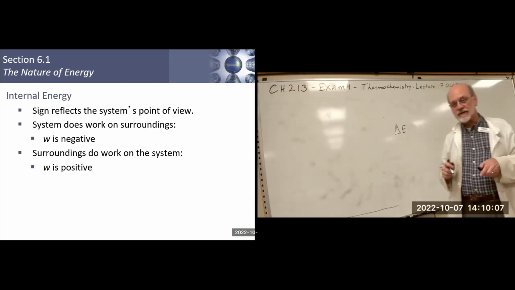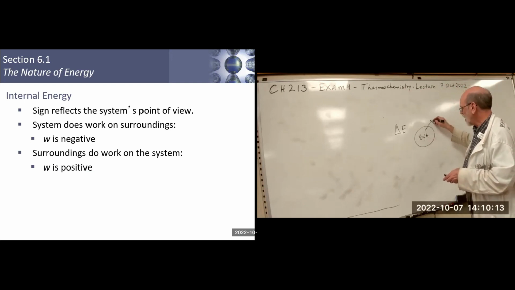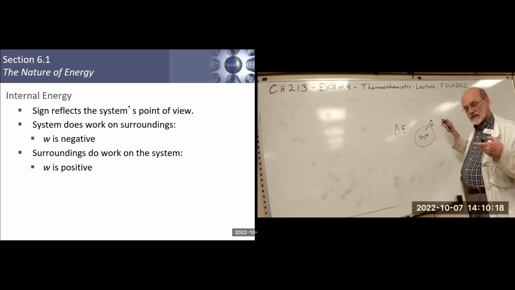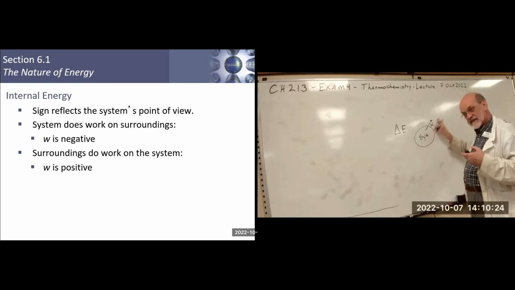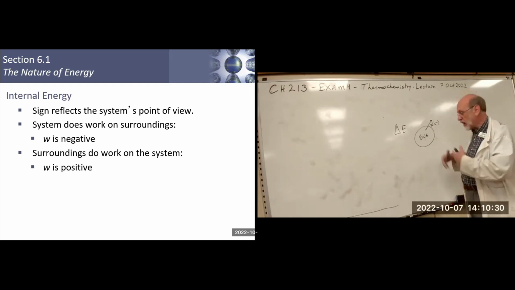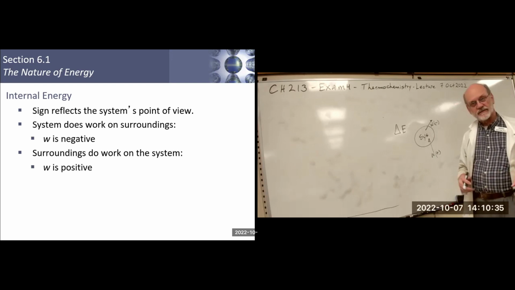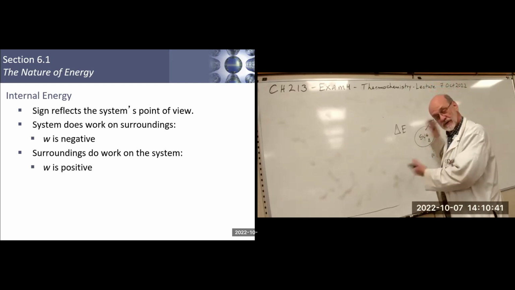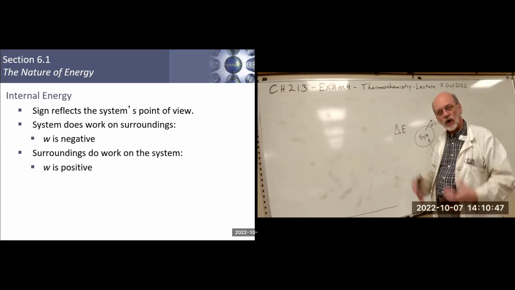If the system is doing work on its surroundings, then the value of W, the work being done on the surroundings, is leaving the system, so it has to be negative. But if the surroundings are doing work on the system, the value will be positive. Now you may be asking yourself, how? I can understand how heat moves, but how do you do work on a system, or how does the system do work on its surroundings?